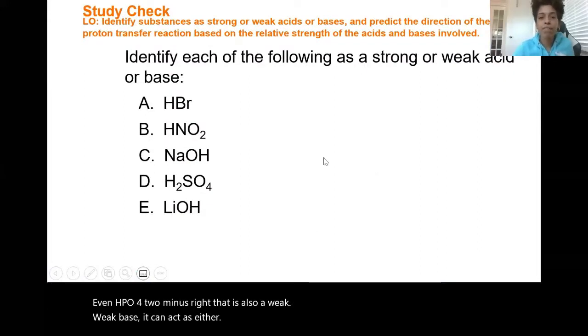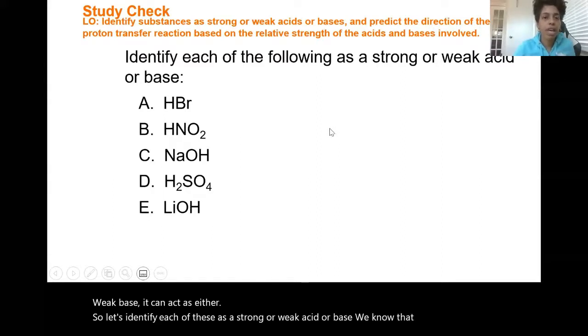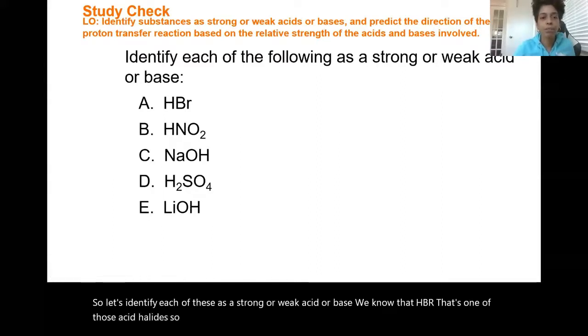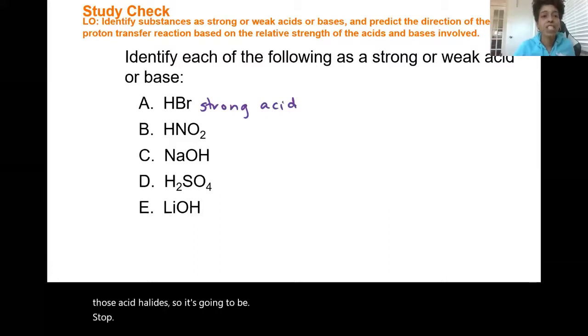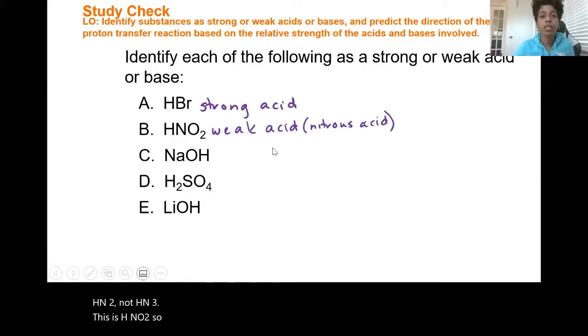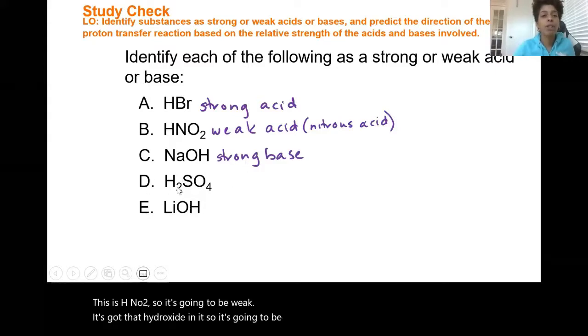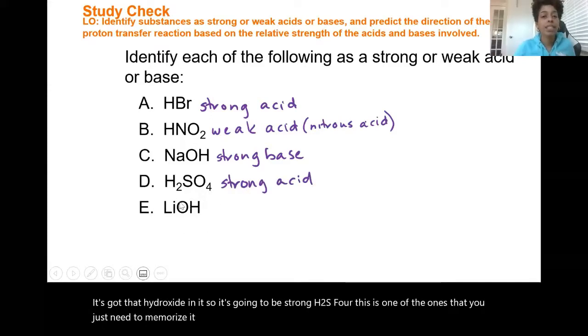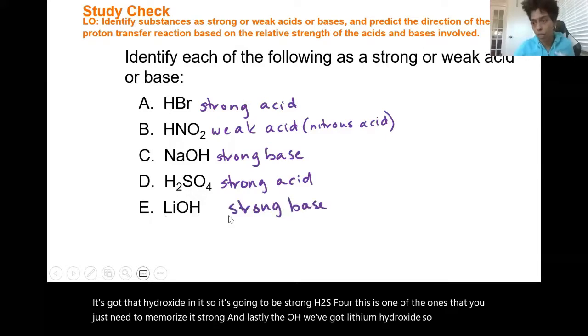So let's identify each of these as a strong or weak acid or base. We know that HBr, that's one of those acid halides, so it's going to be strong. HNO2, not HNO3, this is HNO2, so it's going to be weak. NaOH has that hydroxide in it, so it's going to be strong. H2SO4, this is one of the ones that you just need to memorize. It's strong. And lastly, we've got lithium hydroxide, so it's also going to be strong.